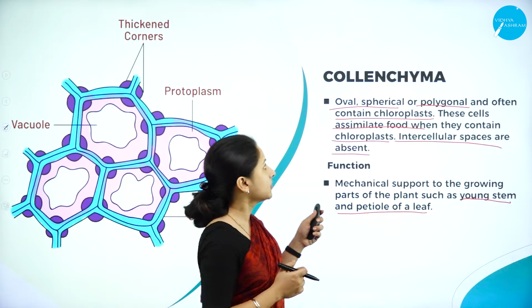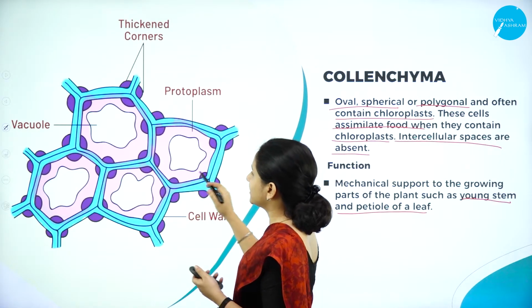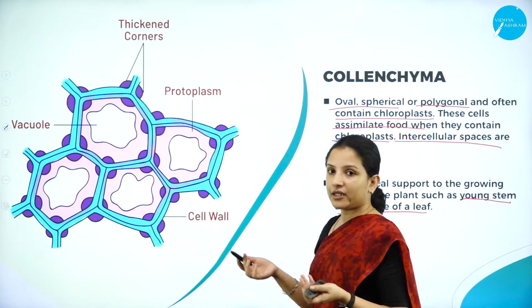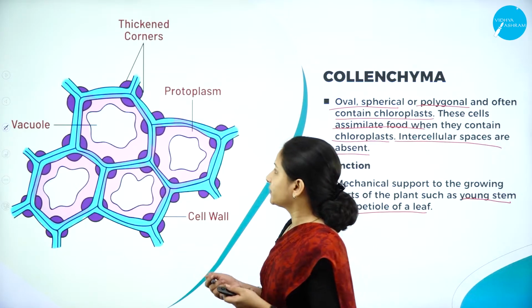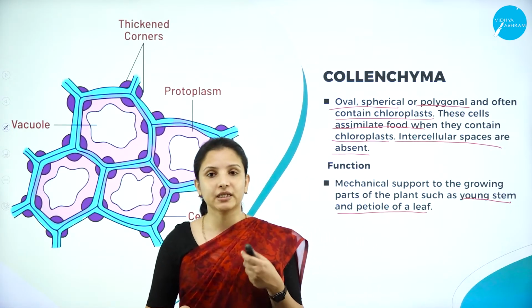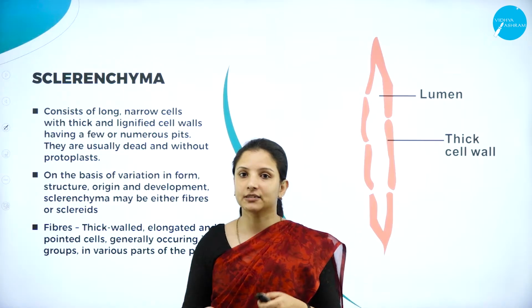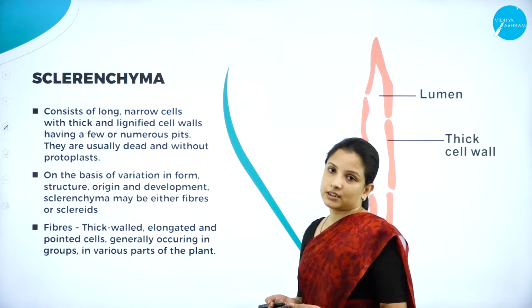So this is about the shape. You can see it is either oval or spherical, or they may also have polygonal shapes having many angles, and they have chloroplast within them. Because of the presence of the chloroplast, they are usually green in color, and therefore they help in the process of photosynthesis. So next, moving on to the next simple tissue, that is sclerenchyma.